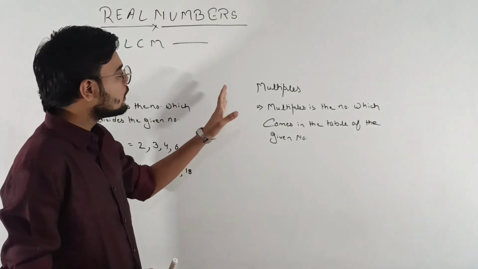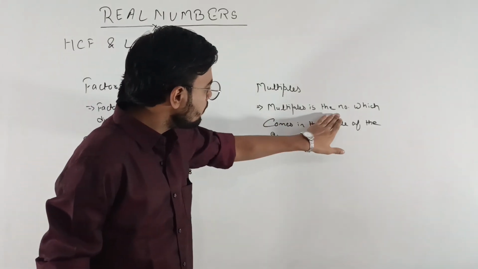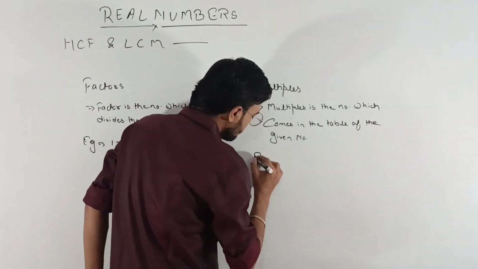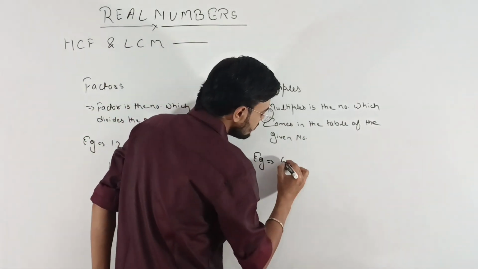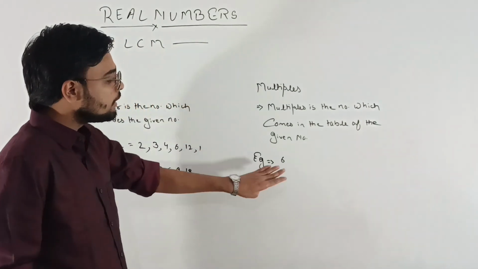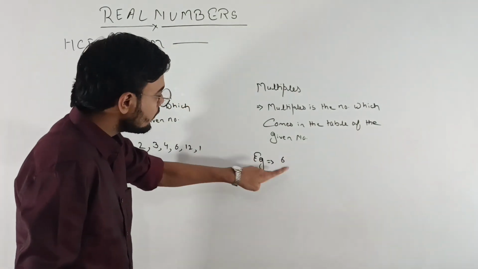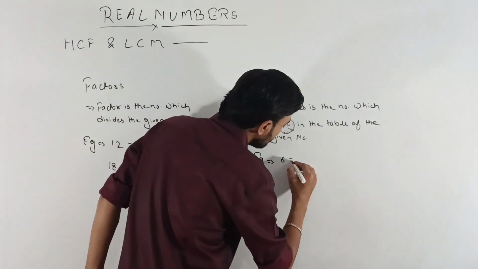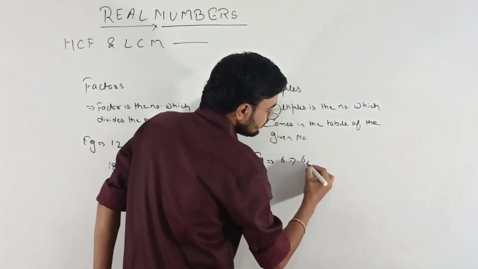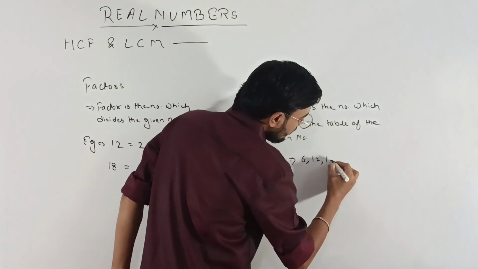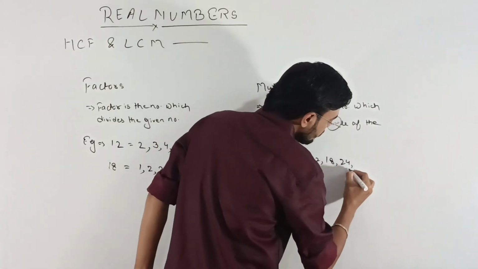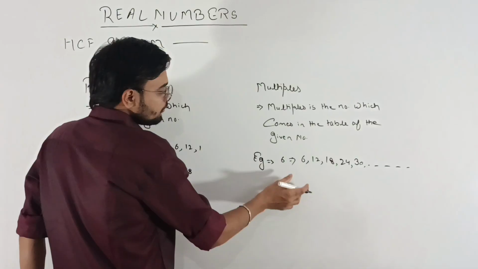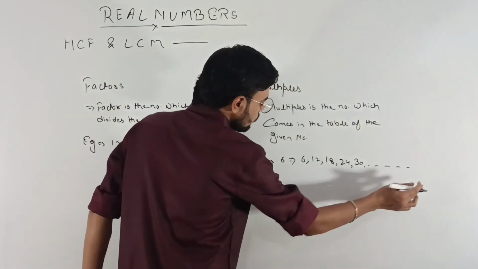Okay. Now let's see what is multiple. Multiple is the number which comes in the table of the given number. Which means suppose you have one number 6 and you write the multiples of 6, which means you have to write the numbers which come in the table of 6. Which numbers come in table of 6? 6 comes, 12 comes, 18 also comes, 24 also comes, 30 and so on. Then multiples of 6 are 6, 12, 18, 24, 30 and so on.